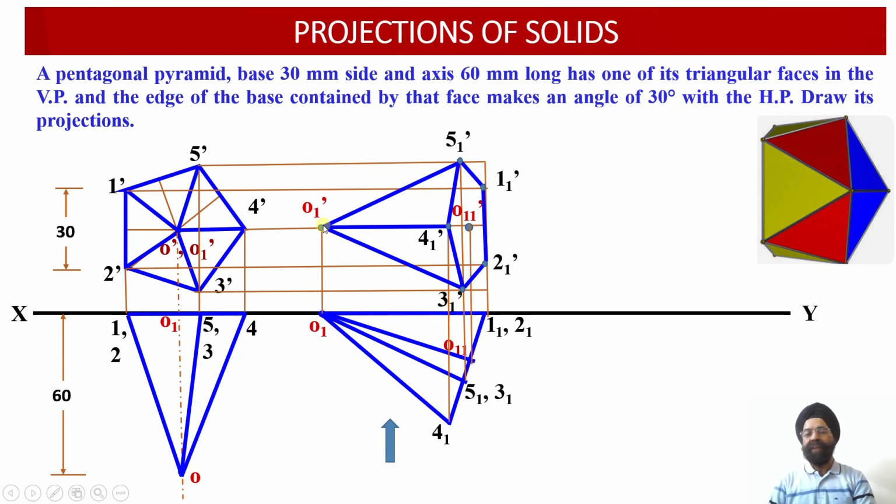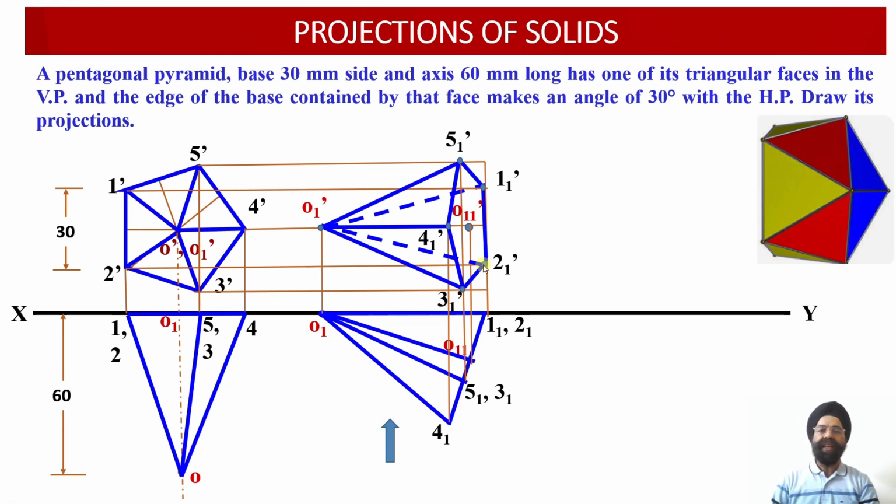But when we join O1 dash with 1 1 dash, and when we join O1 dash with 2 1 dash, these are the edges which are covered by this whole body of the solid. So O1 1 1 and O1 2 1 edges will not be visible to the observer. So O1 dash and 1 1 dash has to be joined dotted, that is hidden line. O1 dash 2 1 dash again has to be joined dotted, that is hidden line projection over here.